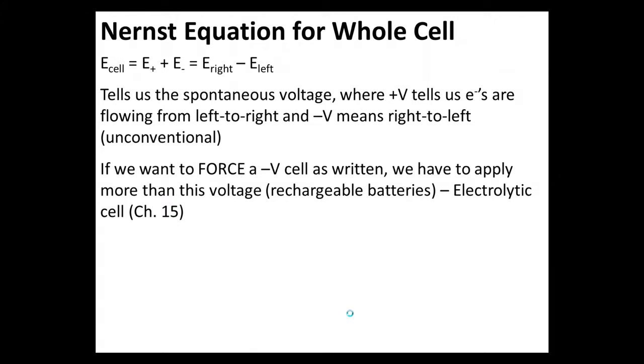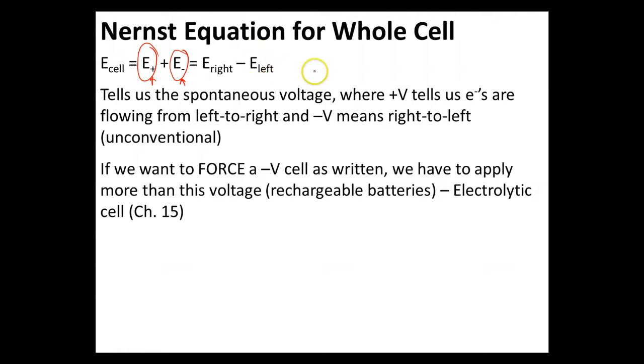I'm going to combine this video to include the Nernst equation for the whole cell. What we're going to do is solve the Nernst equation for one electrode, and then do it separately for the other electrode. And we're going to plug the answers in right here. Now, under our convention, that's going to be the right electrode minus the left electrode. This will tell us the voltage spontaneously occurring as we have it set up.